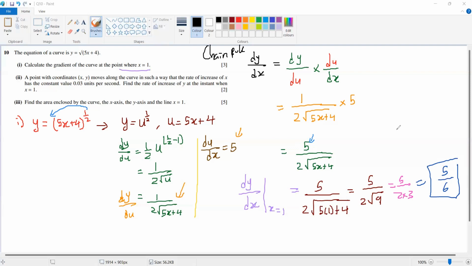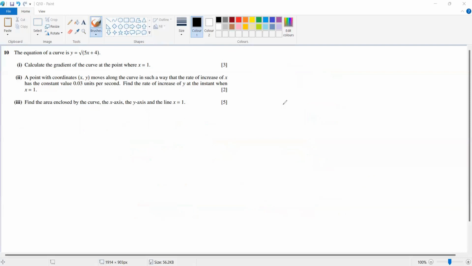So I'm going to clear this. I'm just going to write 5 over 6 up here for this part. And then let's go for the second part. Perhaps it is linked means. They won't tell, so we have to read and see.